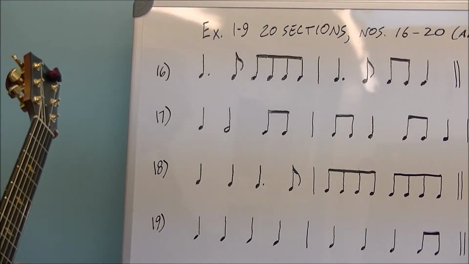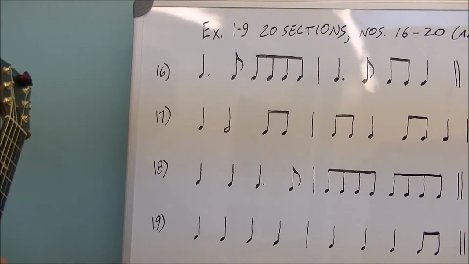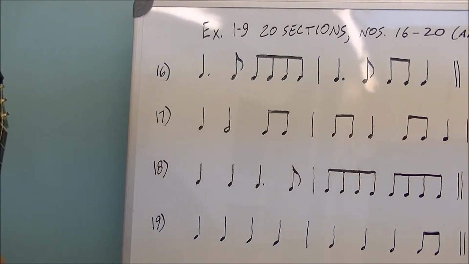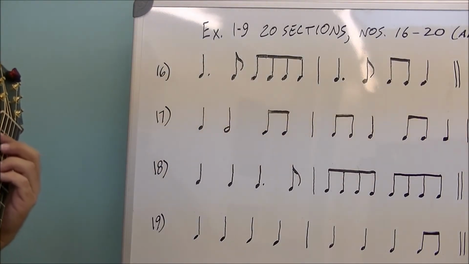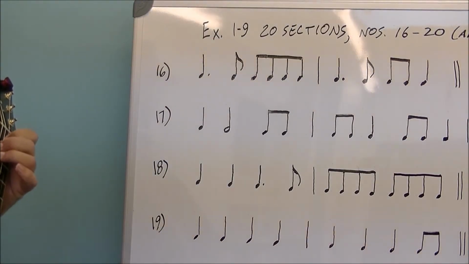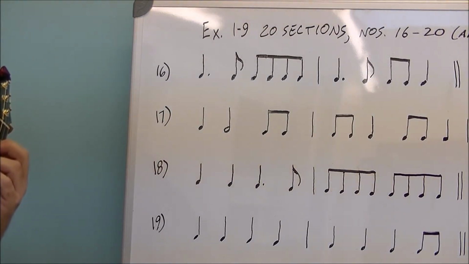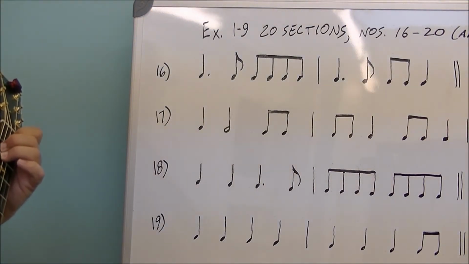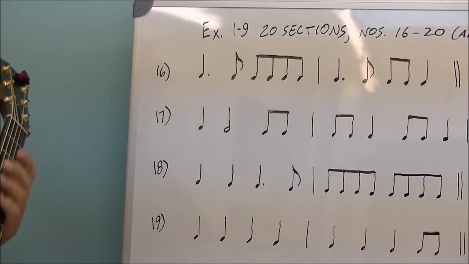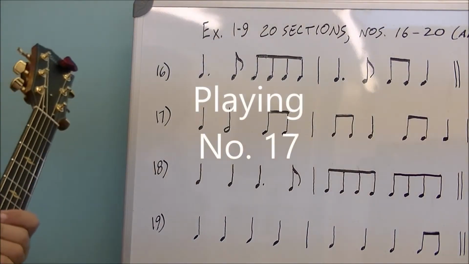Now I'm going to play number 16, and the chords will be F sharp minor and E major. I'm going to play it with a count. 1, 2, 3, 4. 1, 2, and 3, and 4, and 1, 2, and 3, and 4. 1, 2, and 3, and 4, and 1, 2, and 3, and 4.